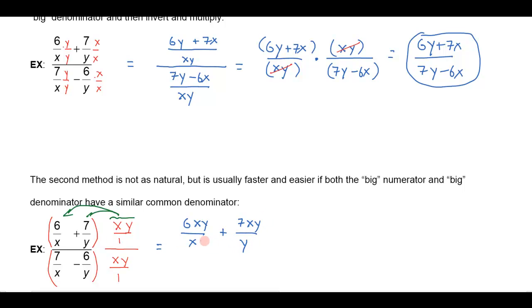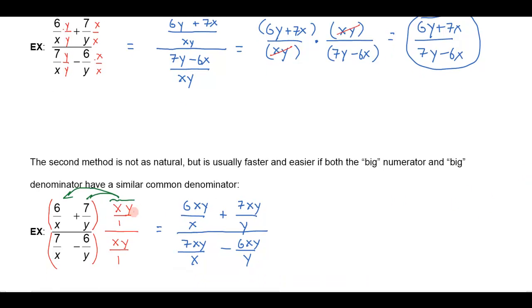And that's always going to happen if you multiply by the least common denominator. So you will be guaranteeing that this factor here is going to cancel with something in that least common denominator. So when I do the same thing on the bottom, I'm going to get 7xy over x minus 6xy over y. Now typically in practice, you're able to do this step in your head and cancel. You can see the x's are going to cancel, the y's are going to cancel there, these x's are going to cancel, those y's are going to cancel.